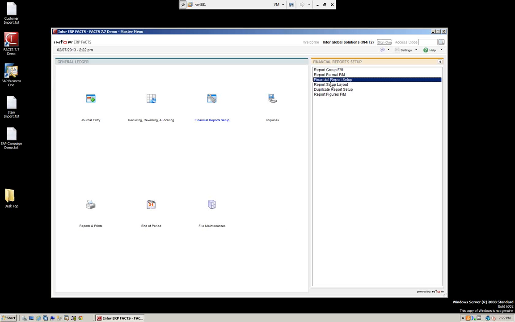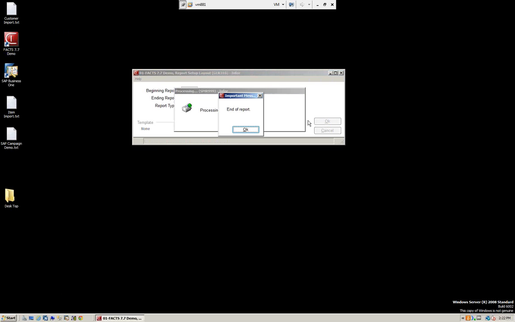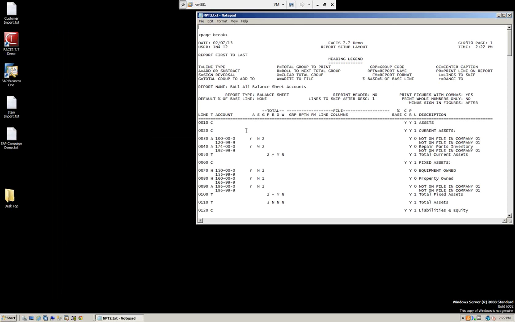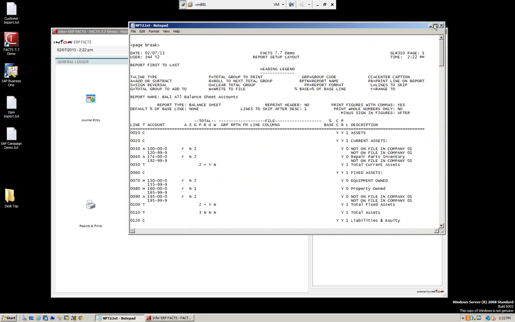The other way we have is the report setup layout. If we want to print these, we can actually go print them. I'm just going to run all of them. Because as we set these up, or as you set up one on your own, from time to time you may encounter something not adding up correctly. So what you want to do is you may want to print this.